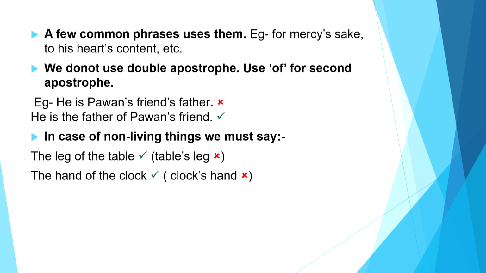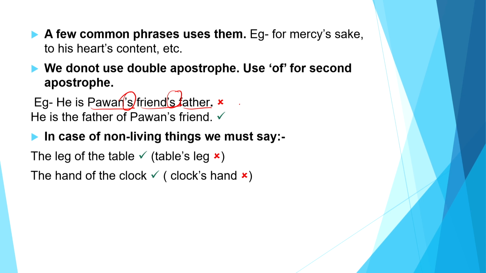We do not use a double apostrophe; use "of" for the second one. It is very important, keep this in mind: never use a double apostrophe. For example, "He is Pawan's friend's father." Here we are using a double apostrophe, which is wrong. The correct statement will be, "He is the father of Pawan's friend."